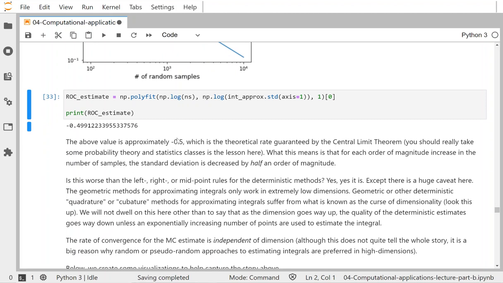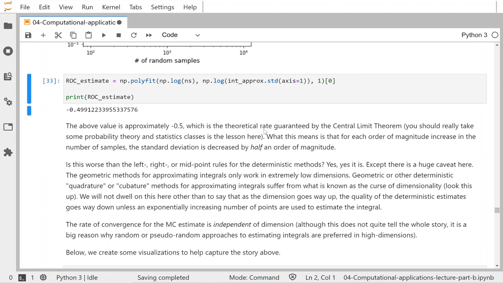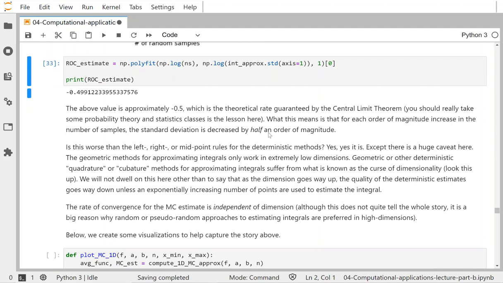So this above value is approximately negative 0.5, which is actually the theoretical rate of convergence guaranteed by the central limit theorem. And I just point out, if you have not taken some probability theory and statistics classes, you don't need these things for what I'm giving. You can just use the code I'm giving and interpret it as I'm telling you. But it's very useful for just a more deep appreciation and understanding of what I'm saying. At any rate, I've already explained this in terms of order of magnitude, but you can read it again.